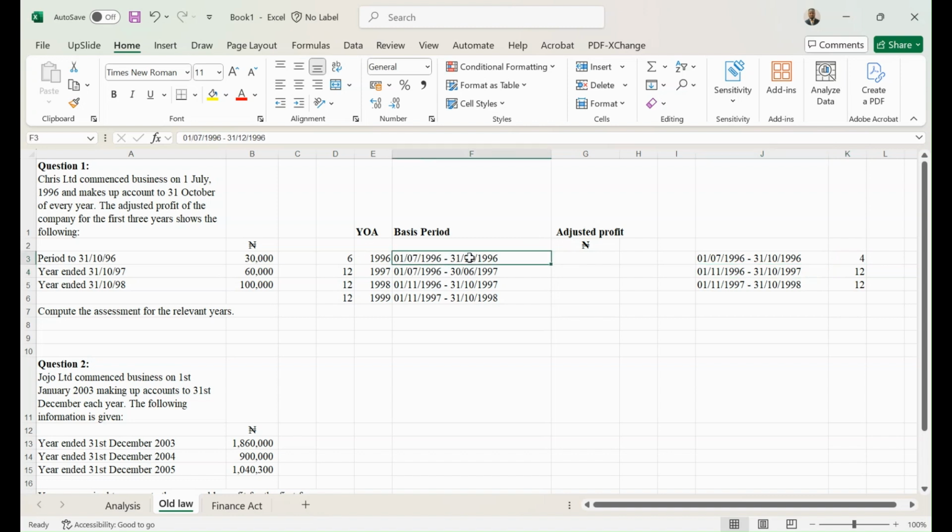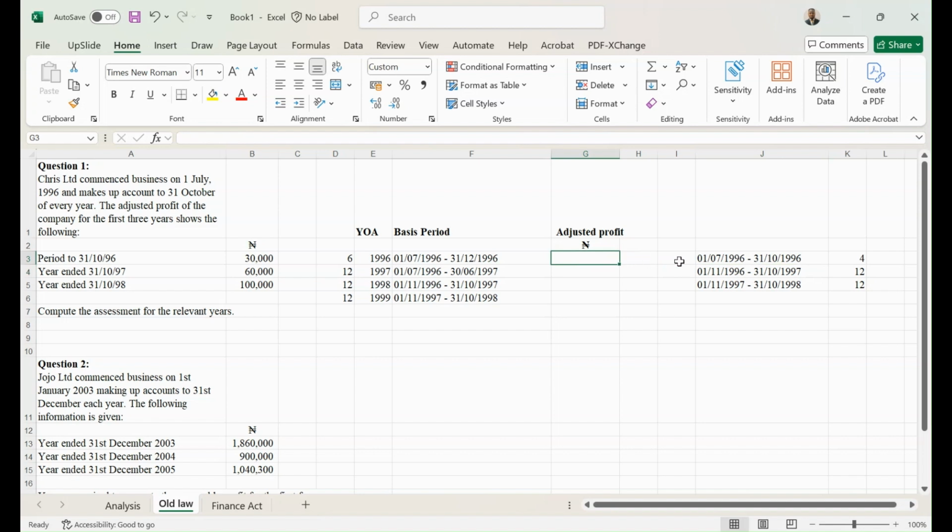So this first basis period is from July to December. And if you look at this one here, it's from July to October. So the remaining 2 months of this basis period, which are November and December, can be found in this second basis period. Okay, so what we are now going to do is that profits are assumed to accrue evenly throughout the years.